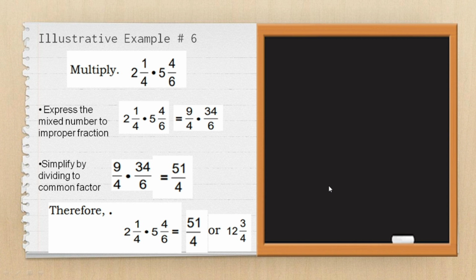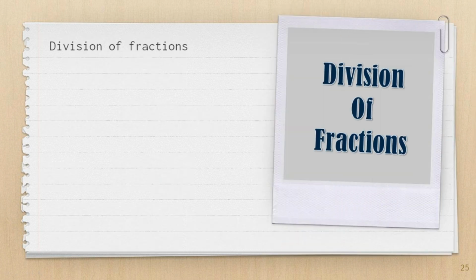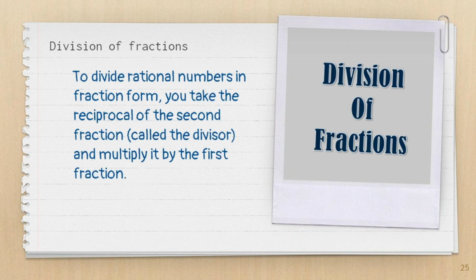Okay? Next. After multiplication, we have division of fraction naman. So, to divide rational numbers in fraction form, you take the reciprocal of the second fraction or yung tinatawag nating divisor and then multiply it by the first fraction. So, in symbol, I have here, ang una ay meron tayong A over B divided by C over D. Hindi yan i-divide mo agad to at ito. Hindi. Ang unang step natin is to take the reciprocal of the second fraction. Kunin daw natin yung reciprocal ng divisor o yung pangalawang fraction.